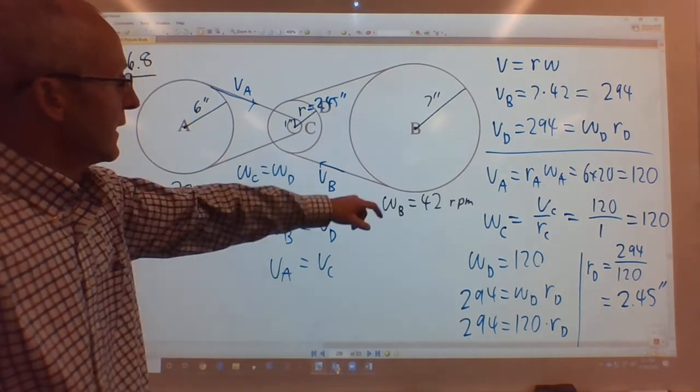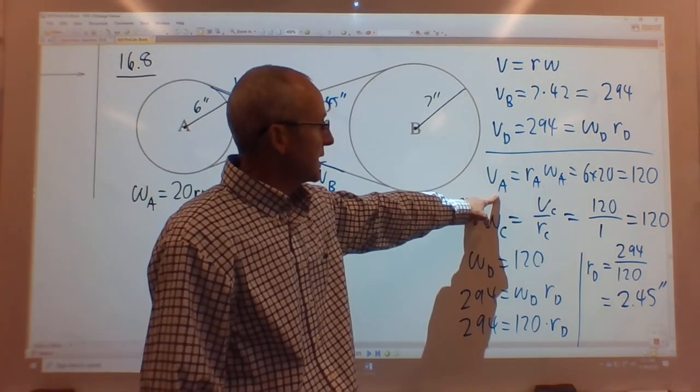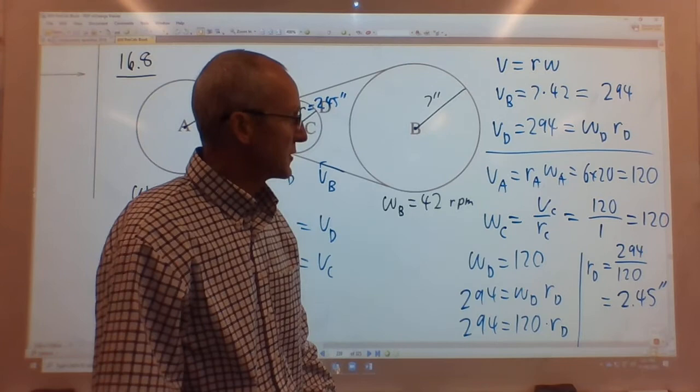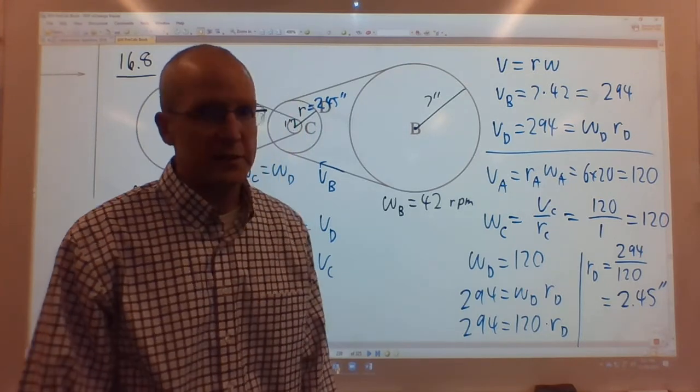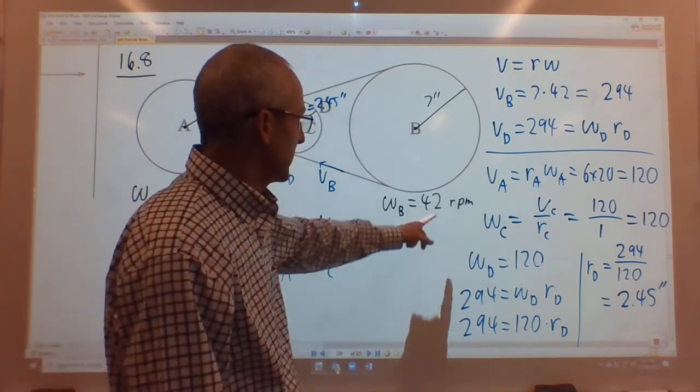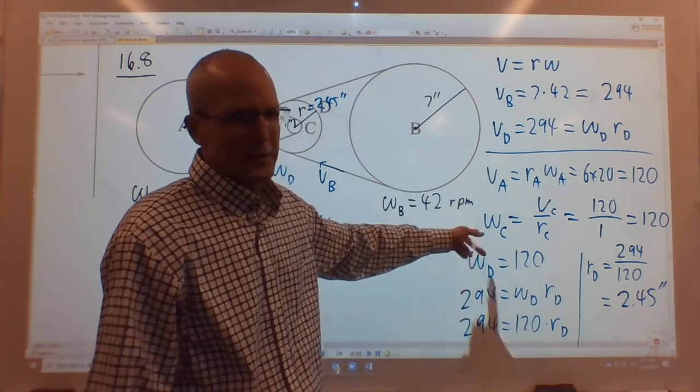Just be aware that these velocities are in weird units. If we wanted velocity in inches per second, we would have to change omega to radians. Right now it's in revolutions per minute, so it's weird units.